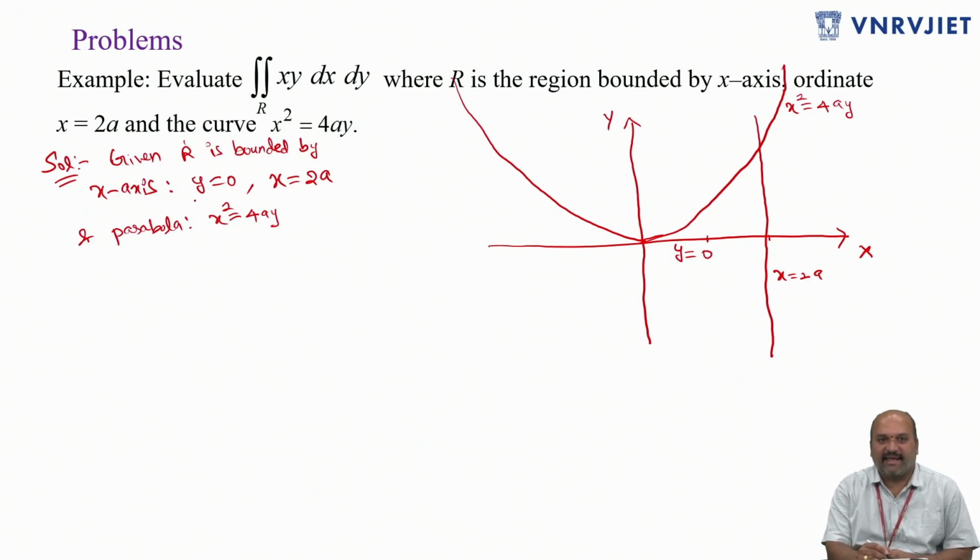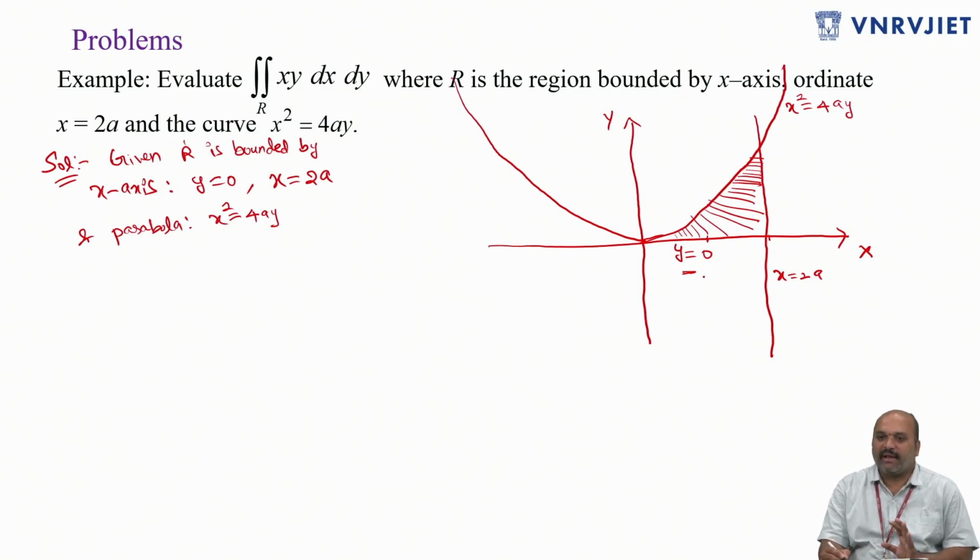Carefully look at it. X-axis, y equals 0. X equals 2a line. And the parabola. That means this is the region of integration.